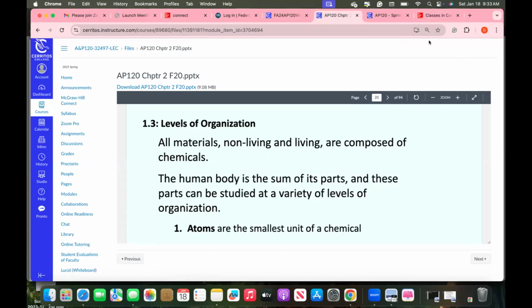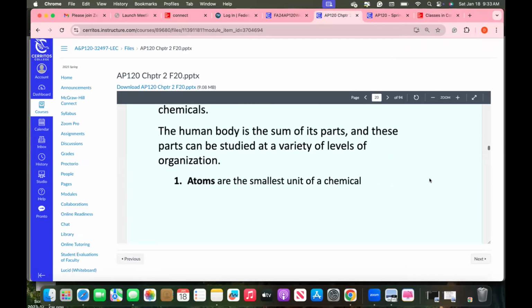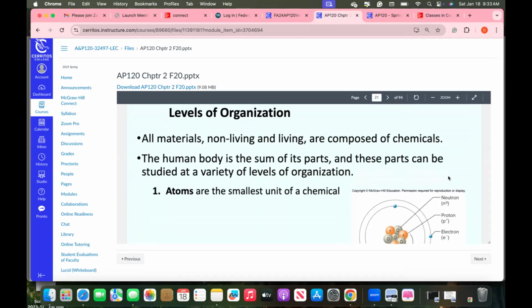Okay, so 1.3, levels of organization. All materials, non-living and living, are composed of chemicals. The human body is the sum of its parts, and these parts can be studied at a variety of levels of organization. Atoms are the smallest unit of a chemical. Atoms, okay.